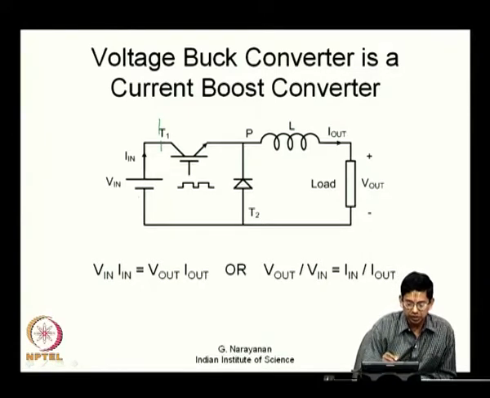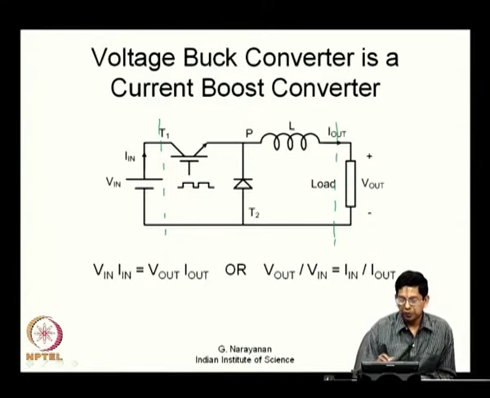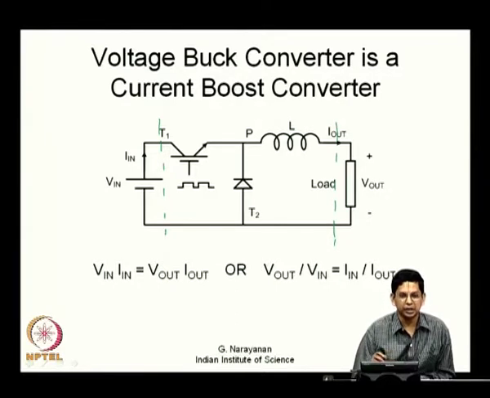Now, let us look at this. We have a supply, we have a load. So, between the supply and load, we have basically switches and the passive elements for filtering. Let us say these are all ideal. The power that flows into this converter is V in times I in, that is the input power. What is the output power? It is V out times I out. If the converter is ideal, that is if the switches are ideal and the passive elements are all ideal, there are no losses, then you have V in times I in is equal to V out times I out, that is power balance.